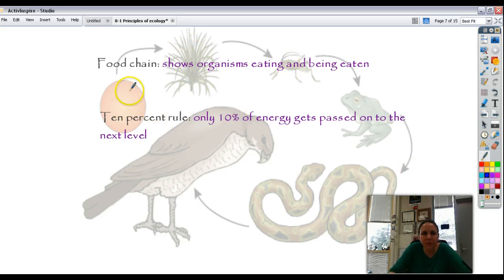So if we look at the sun as being 100%, then what we can see is the plant gets 10% of the sun's energy, the cricket gets 1% of the sun's energy, the frog gets 0.1% of the sun's energy, all the way down to 0.001% of the sun's energy. So the hawk doesn't get a whole lot of energy directly from the sun, so that's why he's got to eat lots of food to make up for that.